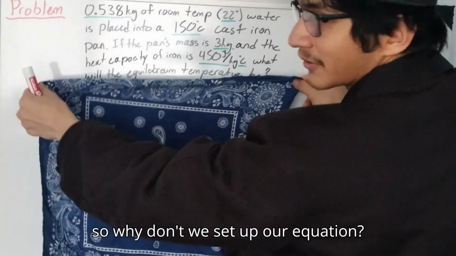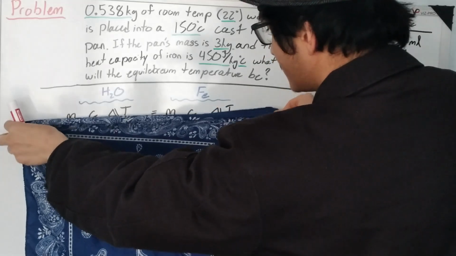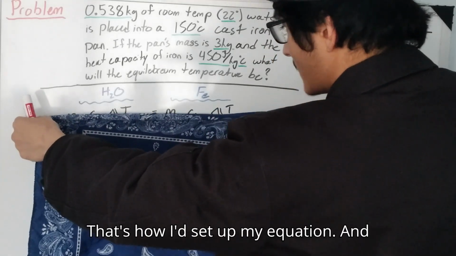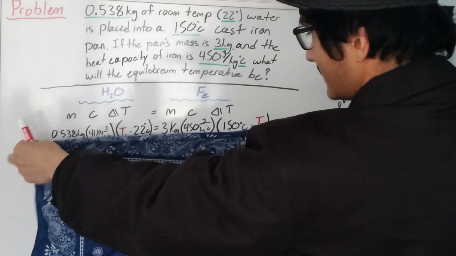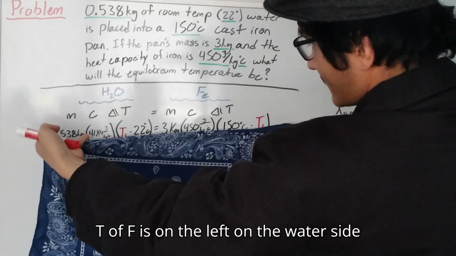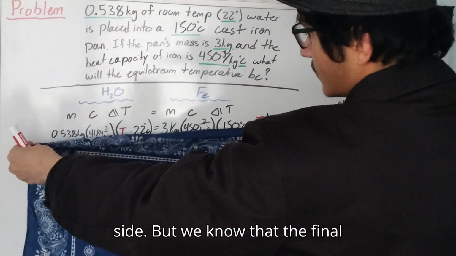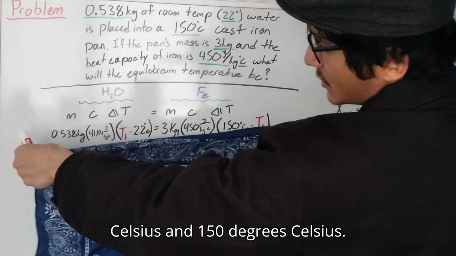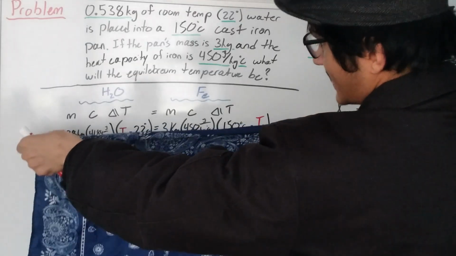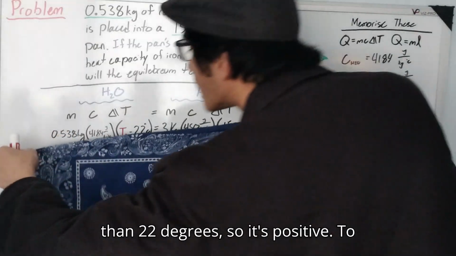So why don't we set up our equation? MC delta T equals MC delta T. That's how I'd set up my equation. And importantly here, we see that T of F is on the left on the water side, and T of F is on the right of the iron side. Well, we know that the final temperature will be between 22 degrees Celsius and 150 degrees Celsius. So we know that it's going to be larger than 22 degrees, so it's positive.